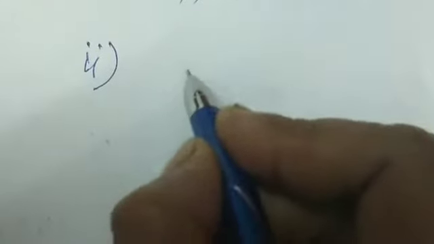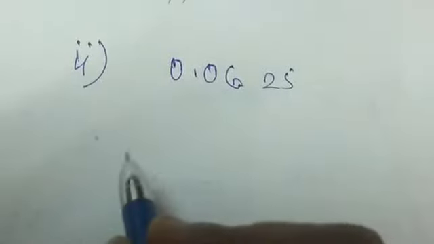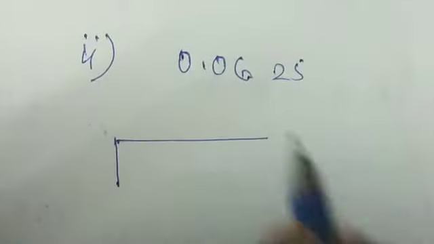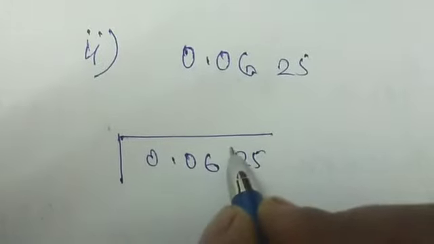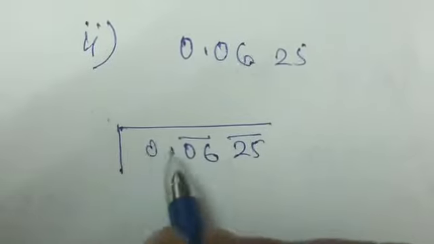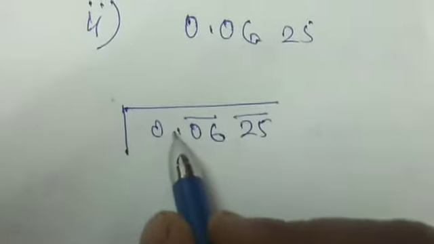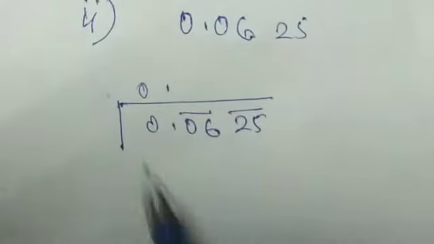Then another one. Now another number 2 is 0.0625. So while finding the square root, you need to make pairs from the right. Here is a pair, there is a pair. So the number which comes before the decimal is 0. So there will be 0, then decimal.